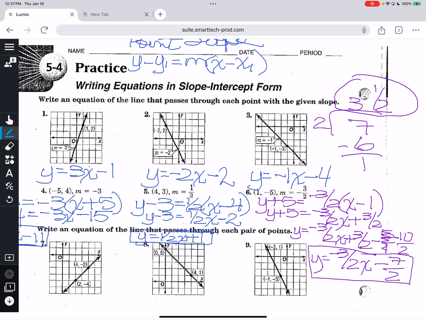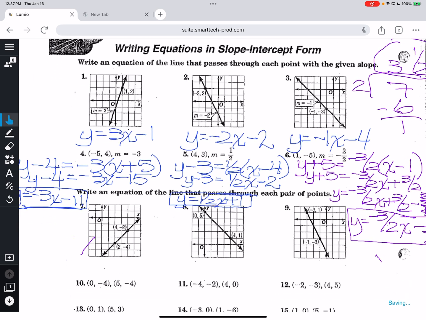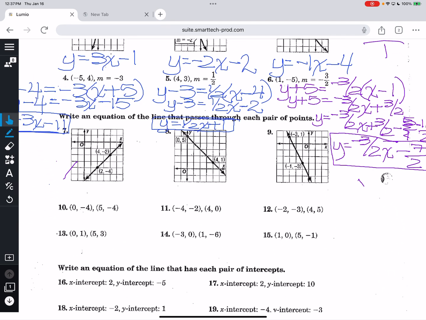All right. This time, write an equation of the line that passes through each pair of points. This is getting more interesting and entertaining as we move along. We don't know slope. At this point, though, we're given a graph. Can we look at a graph and determine slope? Yes, we can.